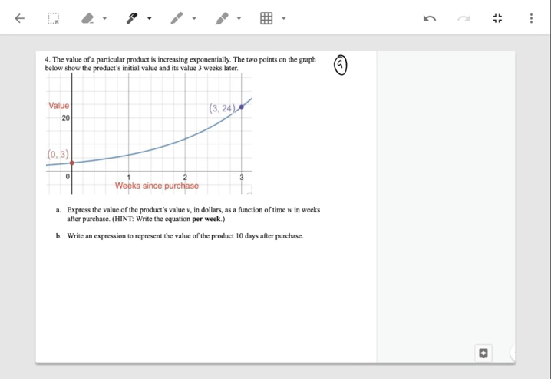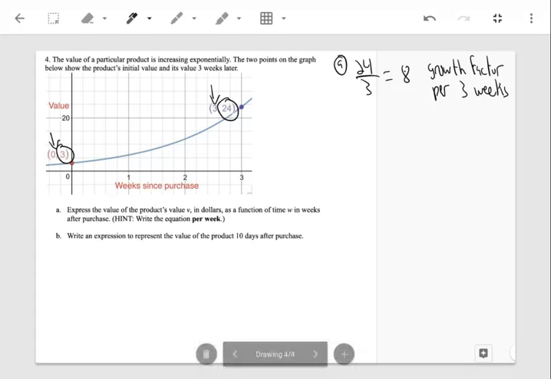So first things first, our initial value is 3. Our growth factor, we have to look at these two values here. So my growth factor is going to be 24 divided by 3, which is 8. So that is my growth factor per 3 weeks, because it goes from 0 weeks to 3 weeks.